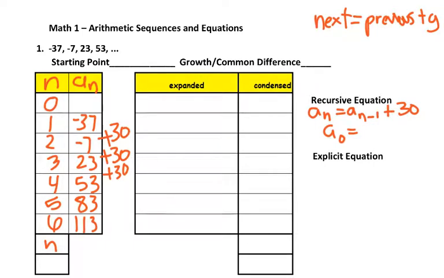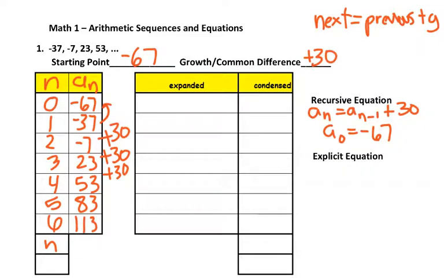Okay. Now, where did we start? So if we go backwards, okay, what plus 30 would equal negative 37? And remember, because they're negatives, it kind of works backwards, so it would actually be negative 67. So we start at negative 67. Remember, we need both of these to make this recursive equation match this pattern. Okay. So our starting point, negative 67. Our growth, or common difference, plus 30.